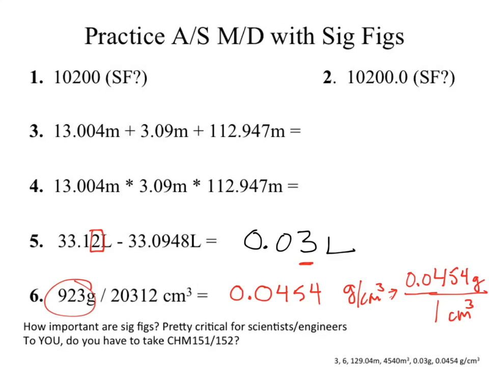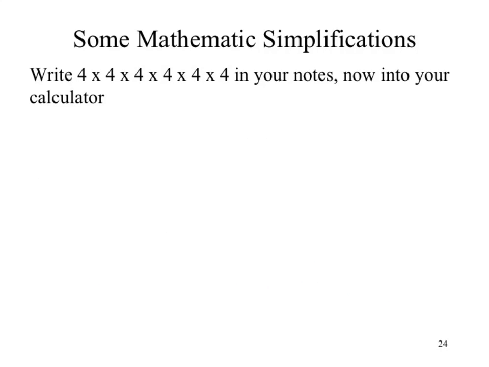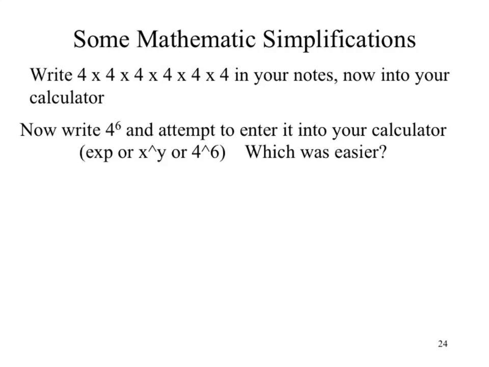Okay. Some simplifications. Since none of you printed out the notes, I can make you write this: 4 times 4 times 4 times 4 times 4 times 4. I was kind of kidding. You'll notice that as you write that out, it gets kind of tiresome, right? So what simplification do we come up with? We can deal with the powers. So we can do 4 to the power of 6.